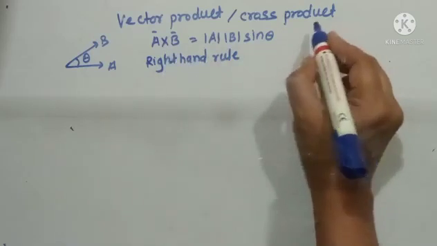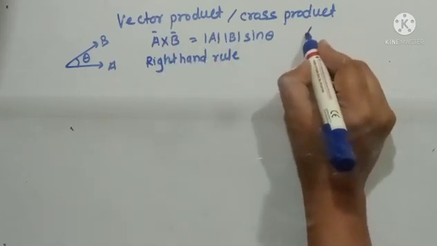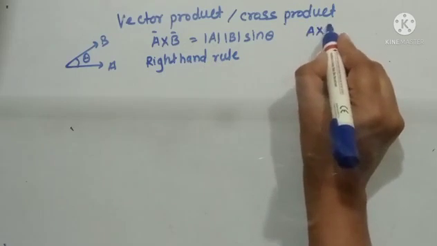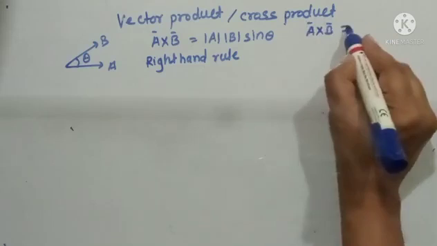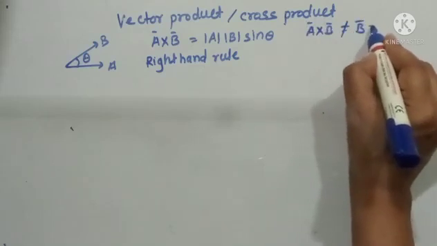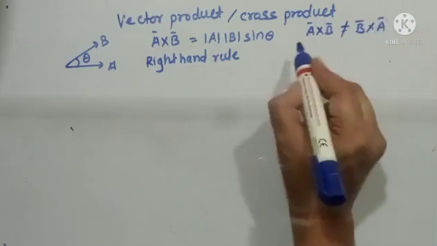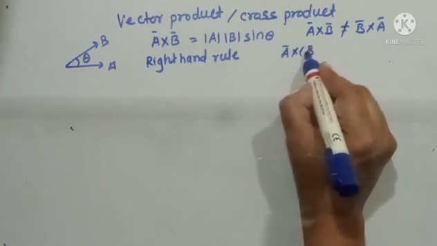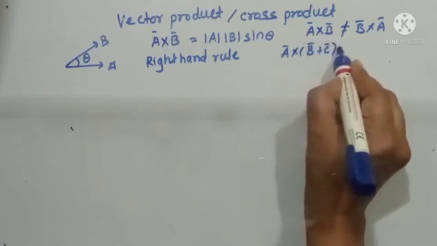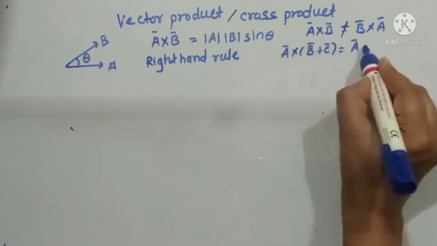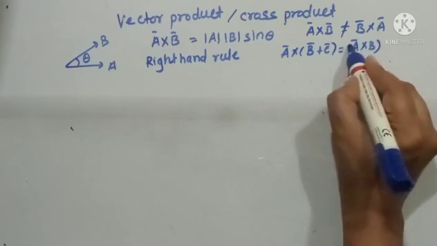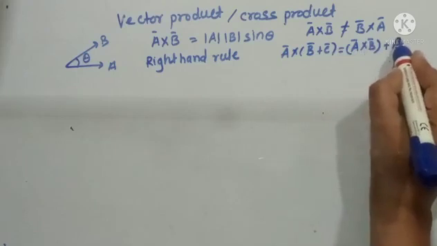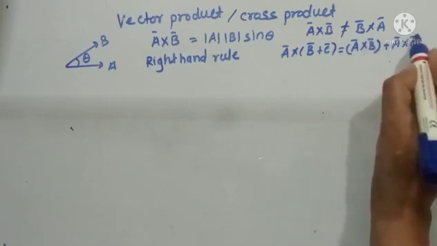So this vector product is not commutative. Vector A cross vector B is not equal to vector B cross vector A, but yes, it is distributive. Vector A cross (vector B plus C) will be vector A cross vector B plus vector A cross vector C.